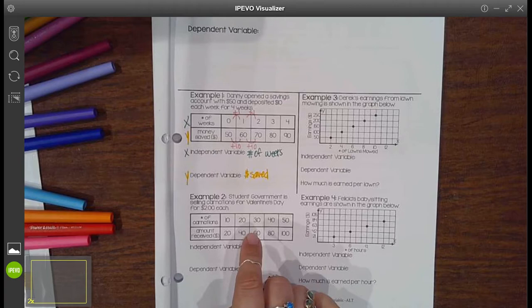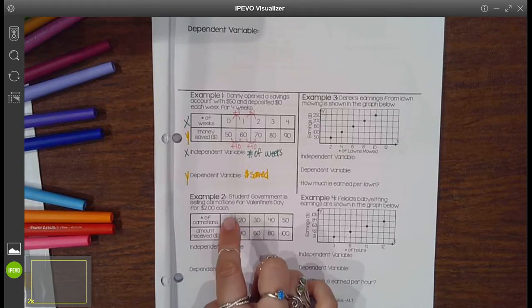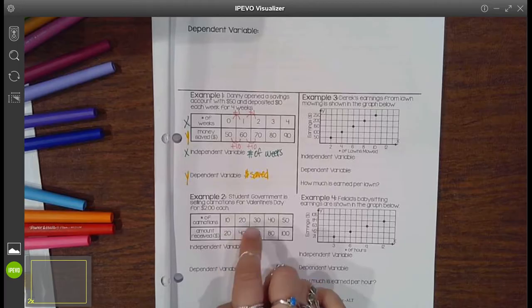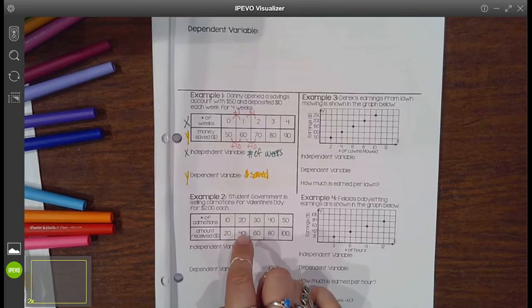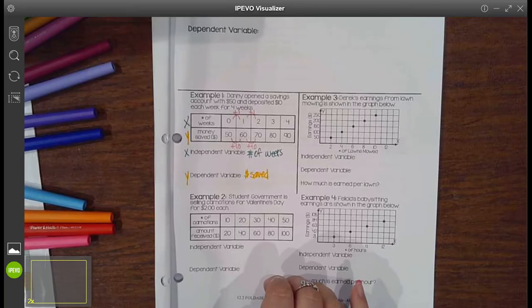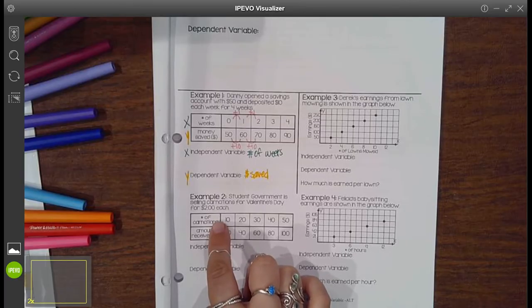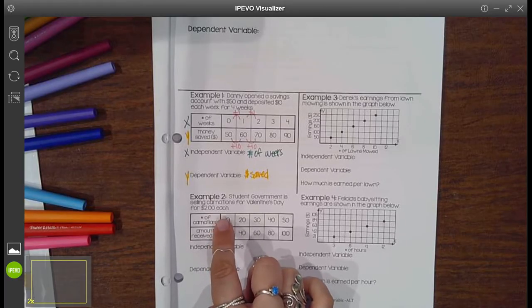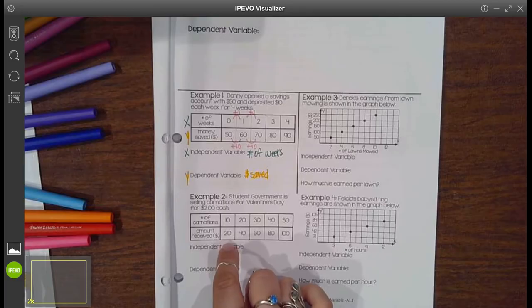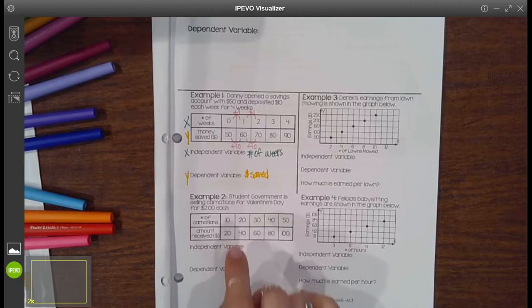So right here, if you bought 10 carnations, 10 times 2 is 20. If you buy 20, 20 times 2 is 40. And that's how they completed the table. If you read it, how much money you make or receive depends upon the number of carnations that were sold. Or the number of carnations that were sold depends upon how much money you make? No, it doesn't. That doesn't even make sense.